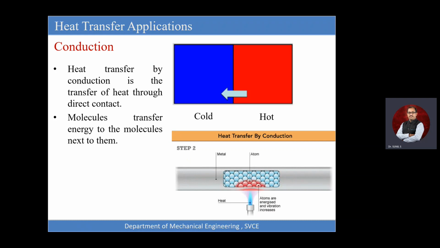Heat transfer by conduction is the transfer of heat through direct contact. If atoms are in direct contact with each other, then only the vibrations can pass. So molecules transfer energy from one molecule to the next and so on. This is called conduction. What is the medium here? The molecules in the metal structure, whatever are there, it is the medium. Clear?